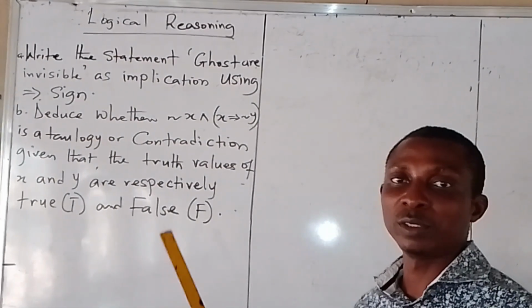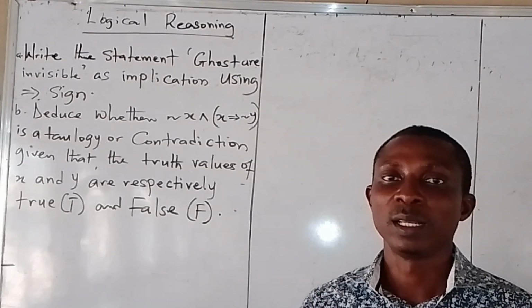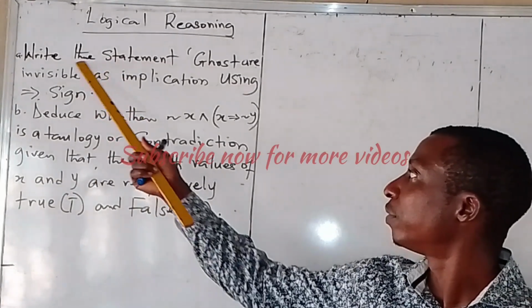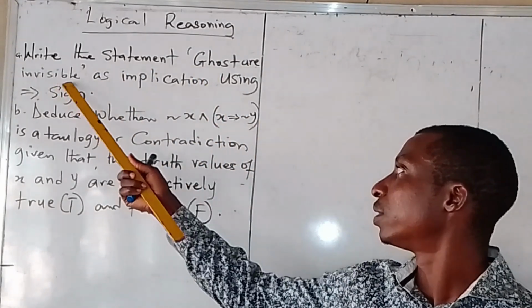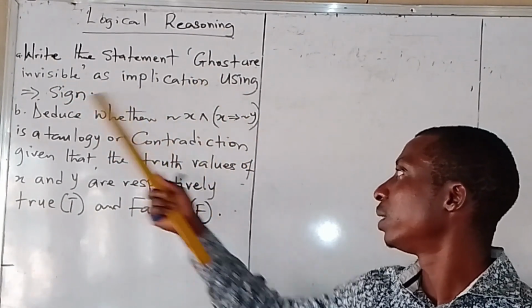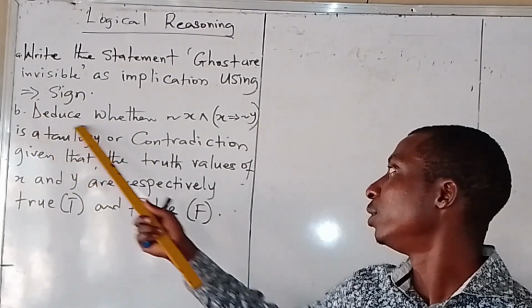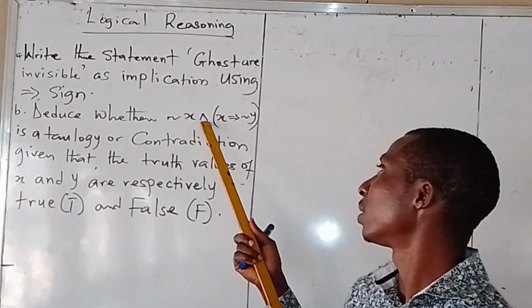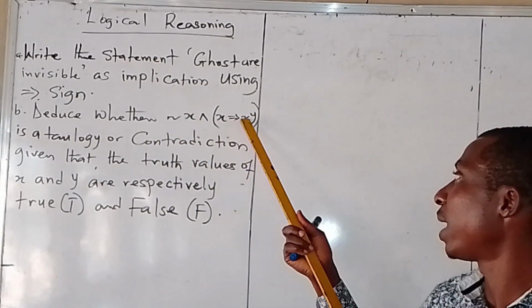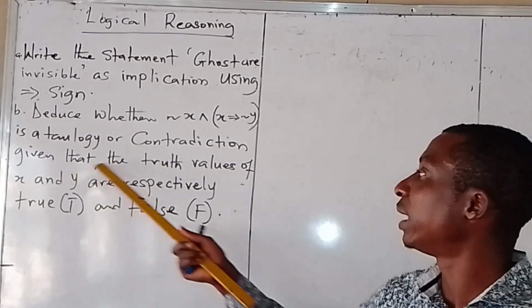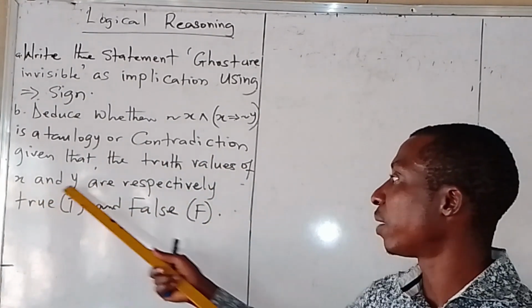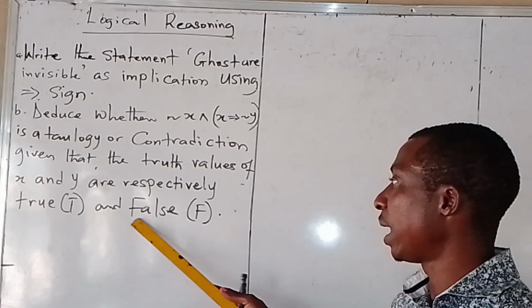This is another question under logical reasoning. Now we have to write the statement "ghosts are invisible" as an implication using this sign of imply. Deduce whether the negation of x and x imply negation of y is a tautology or contradiction, given that the truth values of x and y are respectively true and false.